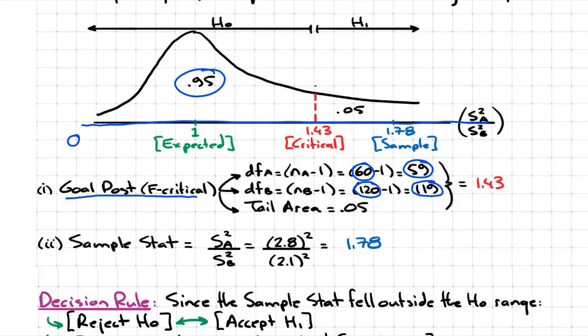And then the other thing we need to specify in order to find this goalpost is the tail area. So the tail area would be right there. So that would be 5%. So now what I'm going to do is I'm going to take you to the F table, and we're going to look for these three values and see where the goalpost will lie.